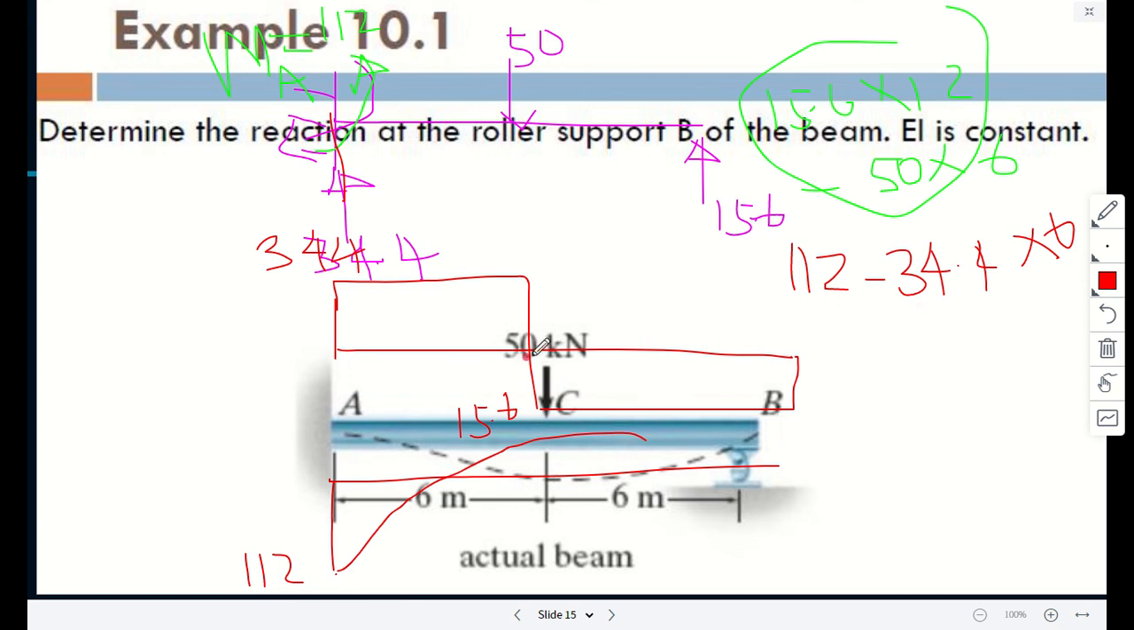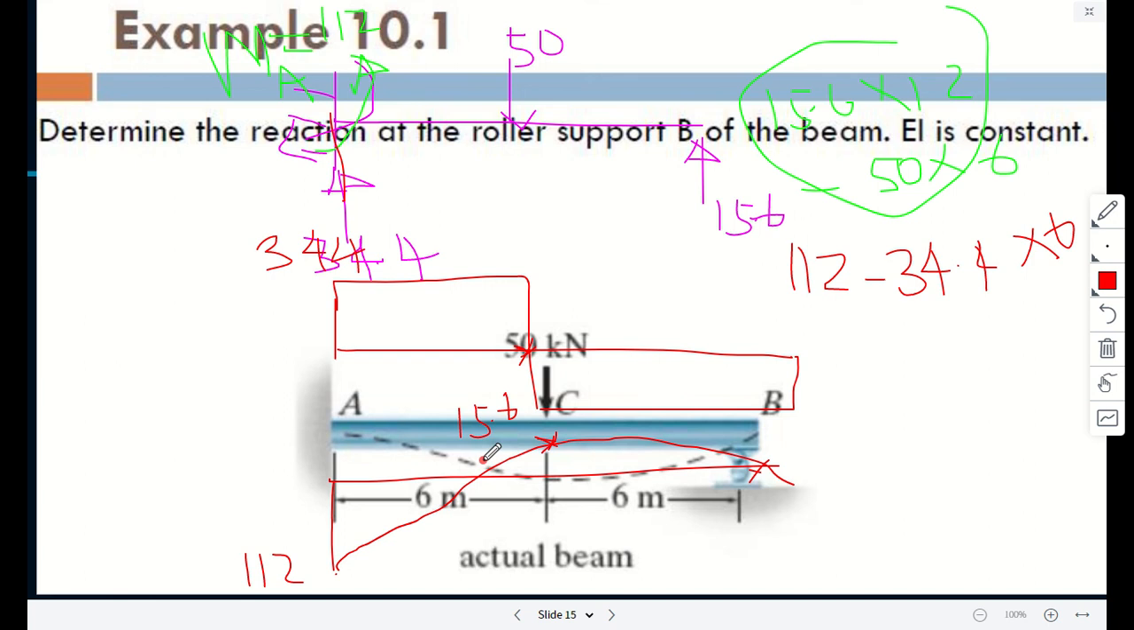And a point of zero shear force is a point of maximum moment. Something like the maximum is going to be here, because points of zero shear should be the maximum. So this value here would be 112 minus 34.4 times 6. Someone please calculate so we use real values. And then from here it is 0 minus 15.6 times 6, of course, will take you back to 0.